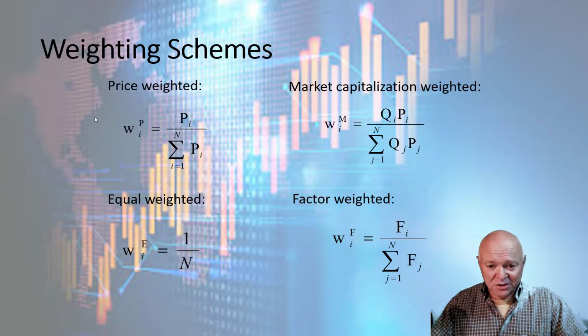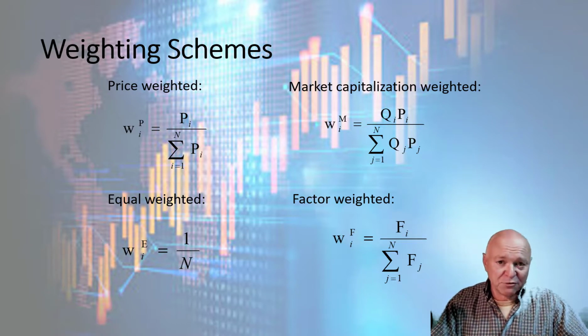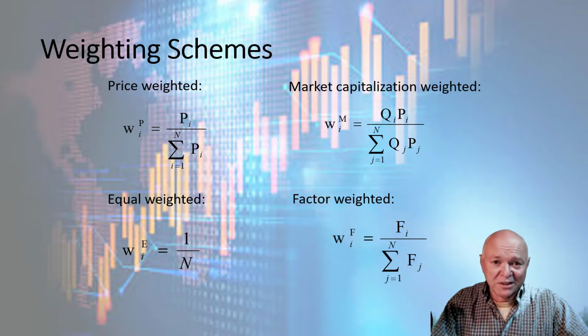The calculations are essentially structured the same. The difference is the information in the numerators and the denominators. The price-weighted one, the first one, is essentially just the price of an individual stock divided by the sum of the prices of all of the stocks in that index. So that would be the particular weight that's allocated to one stock within that index.